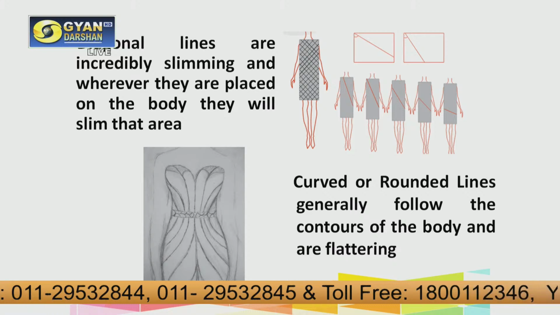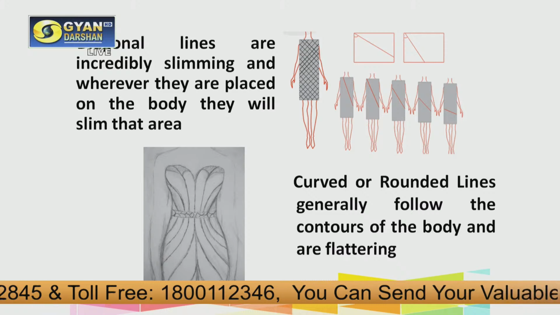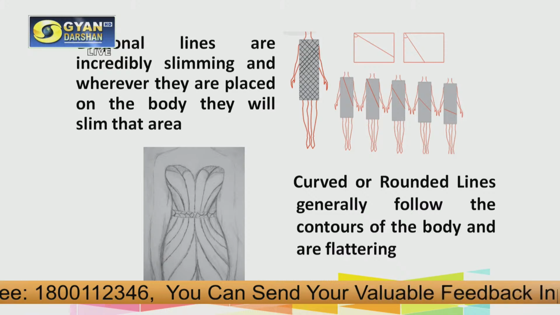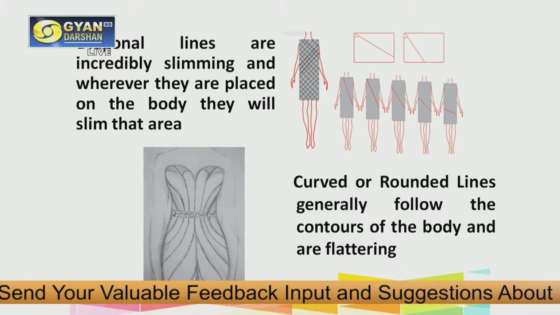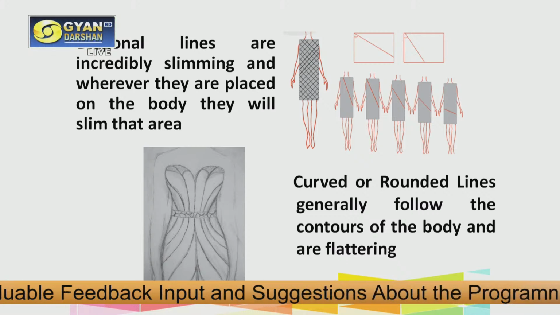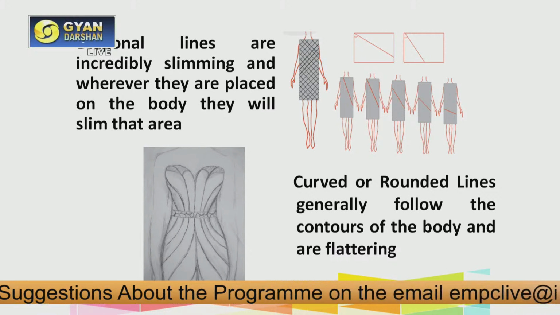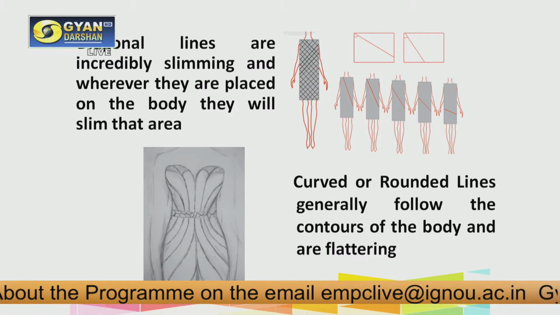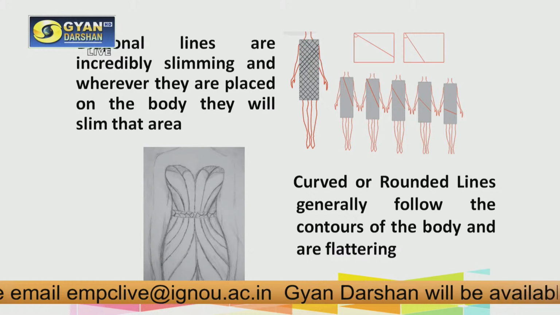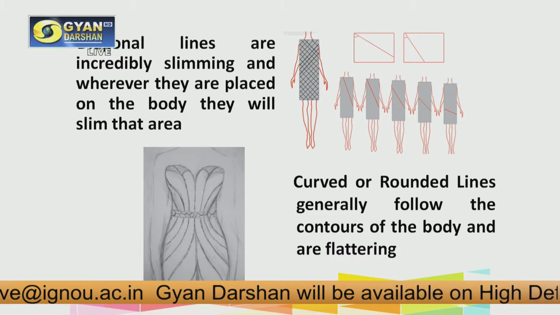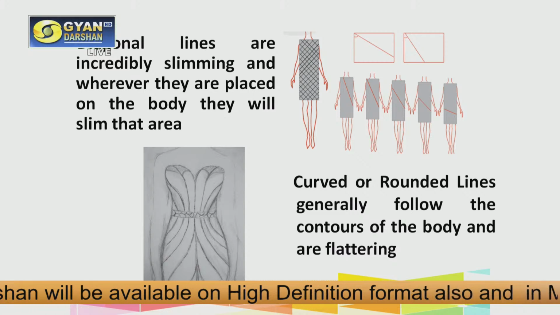So now the fourth lines are rounded and curved lines, which generally follow the contour line, like the shape of the body, because the female body has different curves, and to emphasize that curve the garment will look beautiful and aesthetically appealing. So this kind of lines can be included into garment, and the person can look good with this kind of garment. So all these four types of lines will give some kind of illusion to the garment.